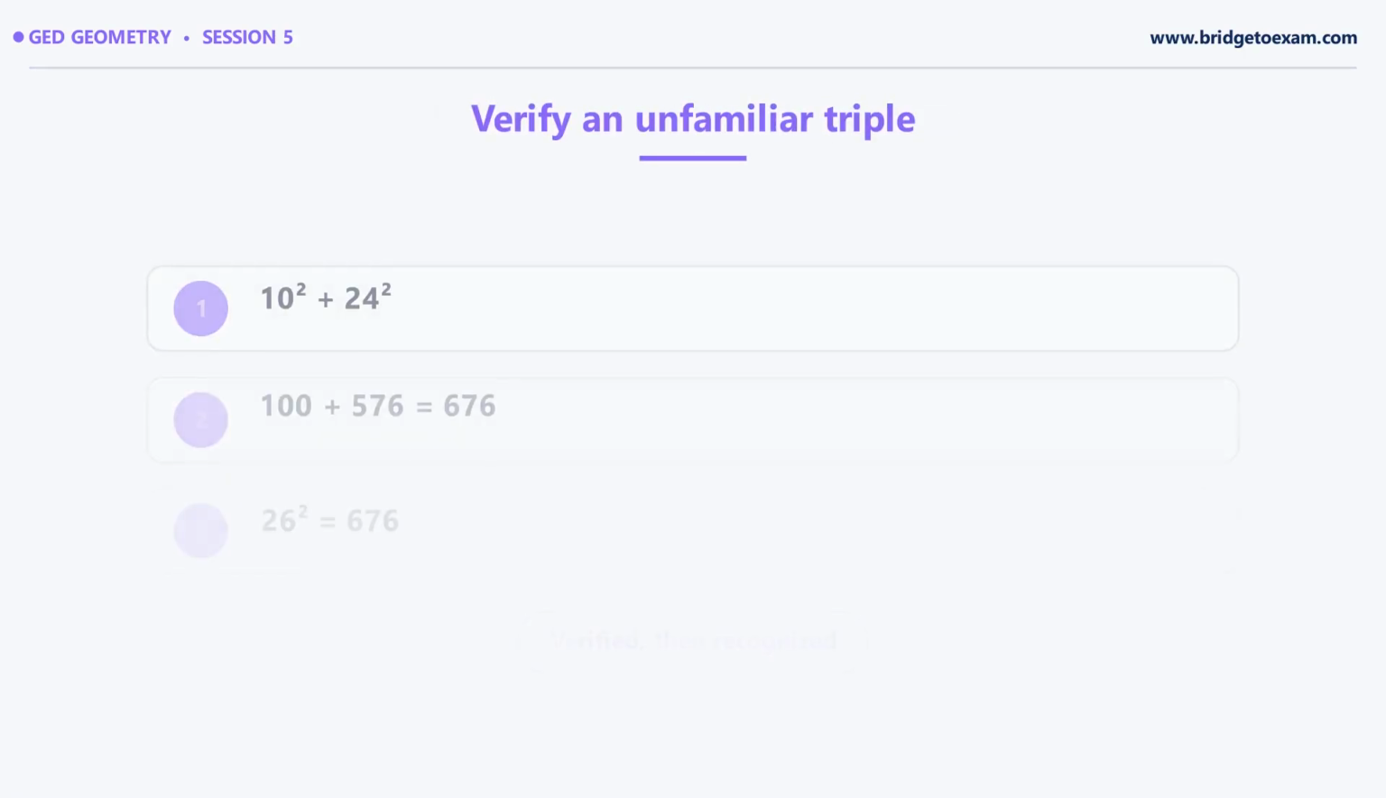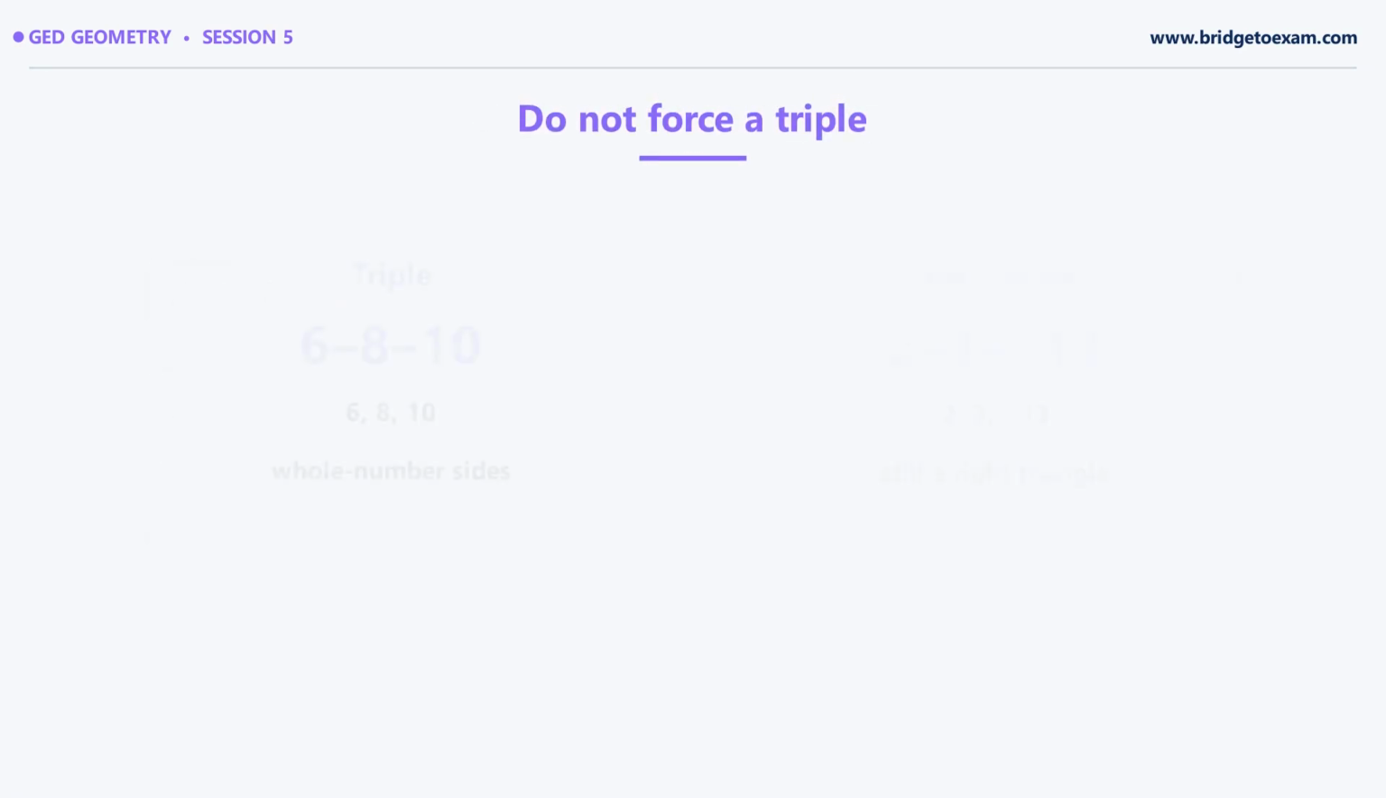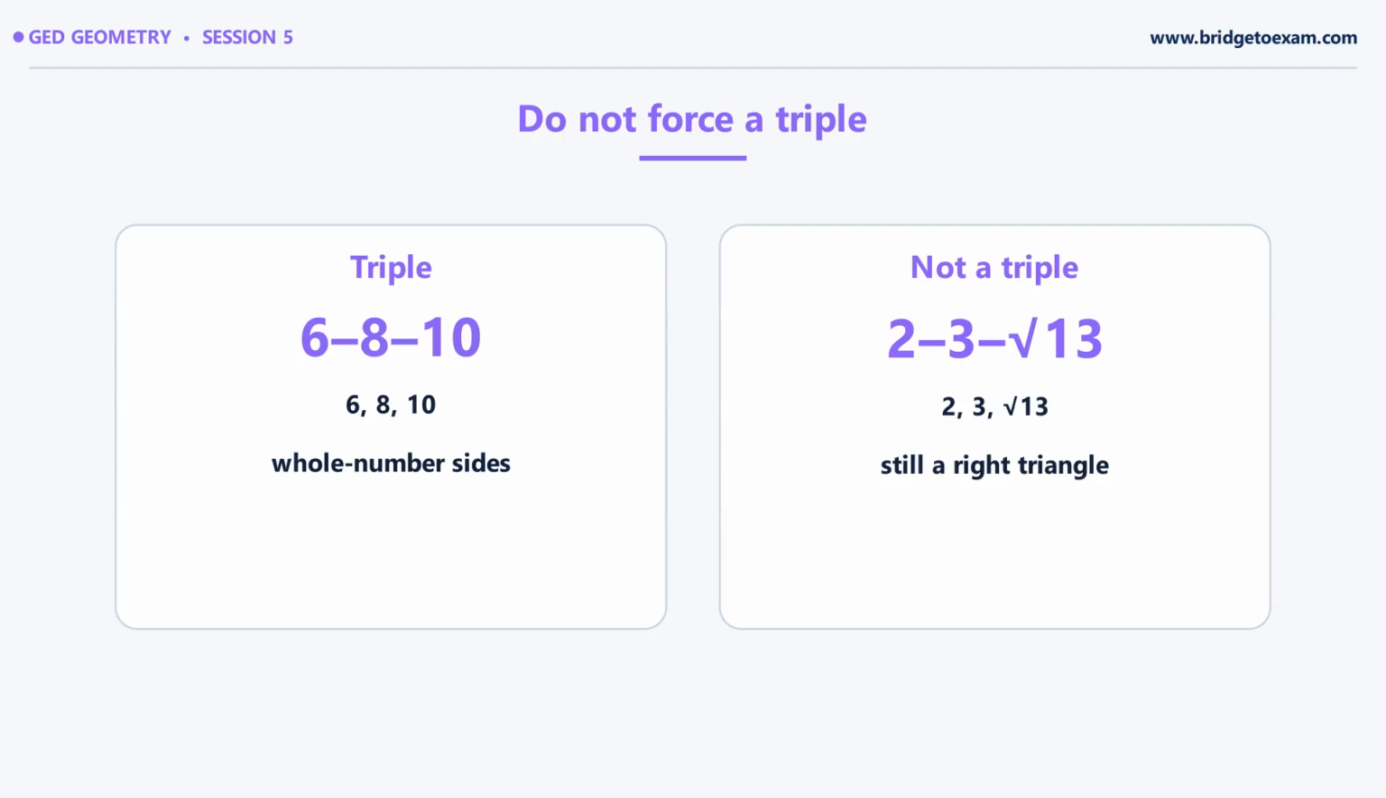The numbers 10, 24, and 26 may not be on your memorized list. Test them. 10 squared plus 24 squared is 100 plus 576, or 676. That equals 26 squared. The set is a triple. It's 5, 12, 13 doubled.